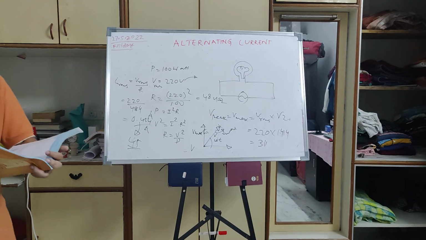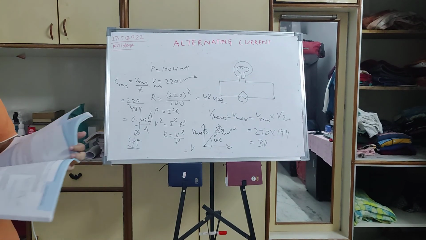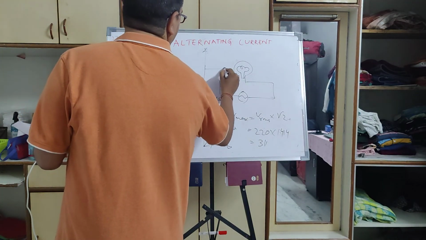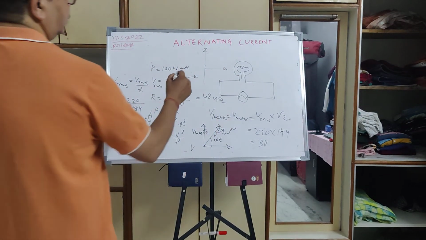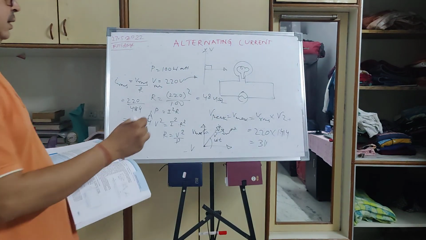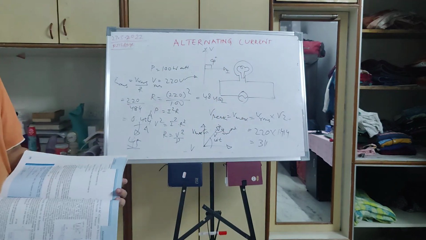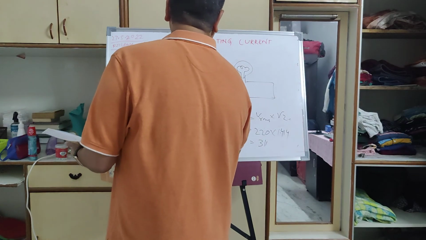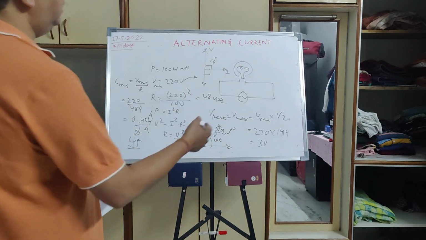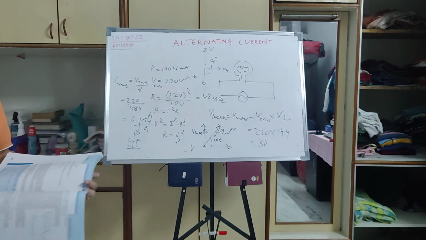This phasor diagram will be more useful in an inductive circuit or capacitive circuit. As a thumb rule you remember, because in your entrance these things will come: in an inductive circuit, voltage will be ahead of current by 90 degrees. In a capacitive circuit, voltage will lag current by 90 degrees, whereas in a resistive circuit, voltage and current are in the same phase.